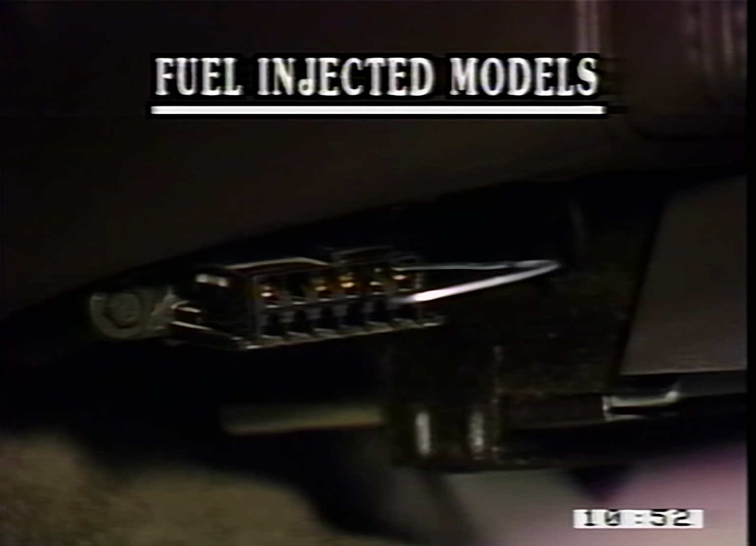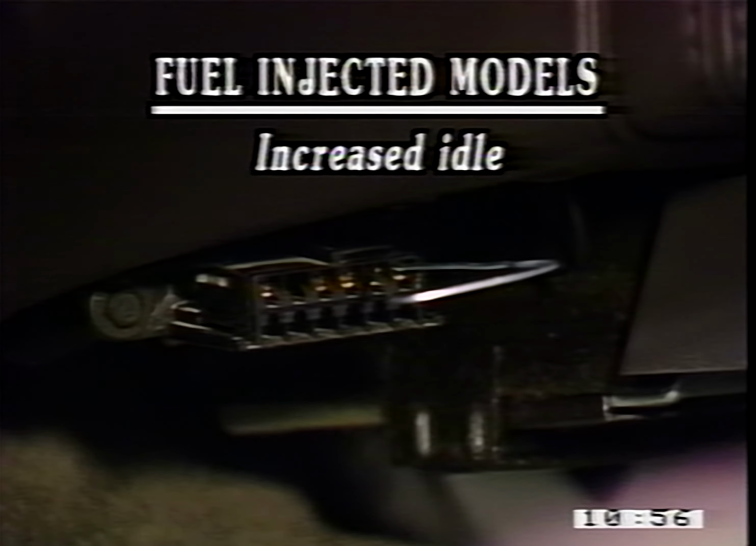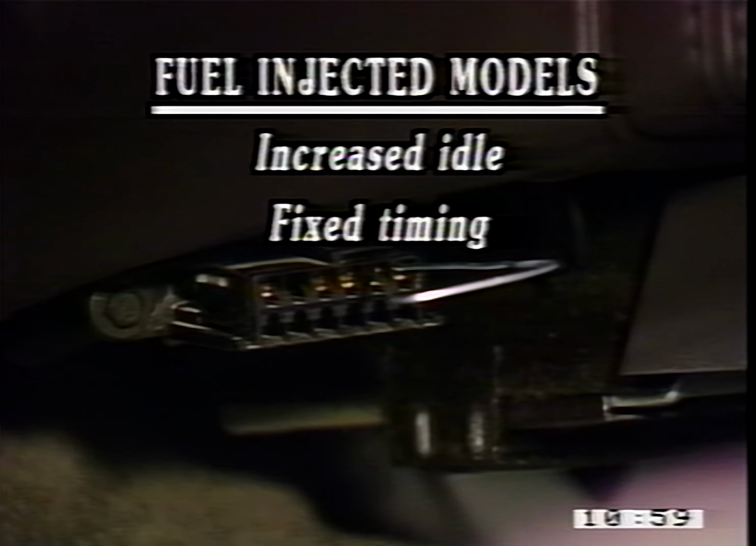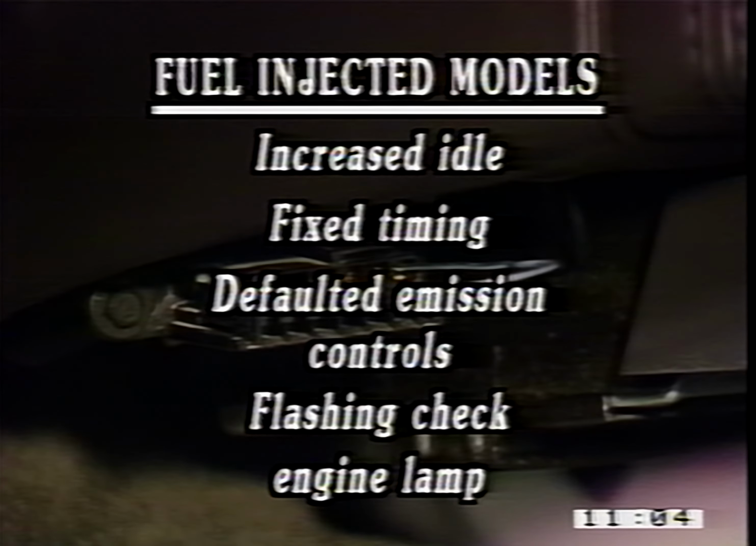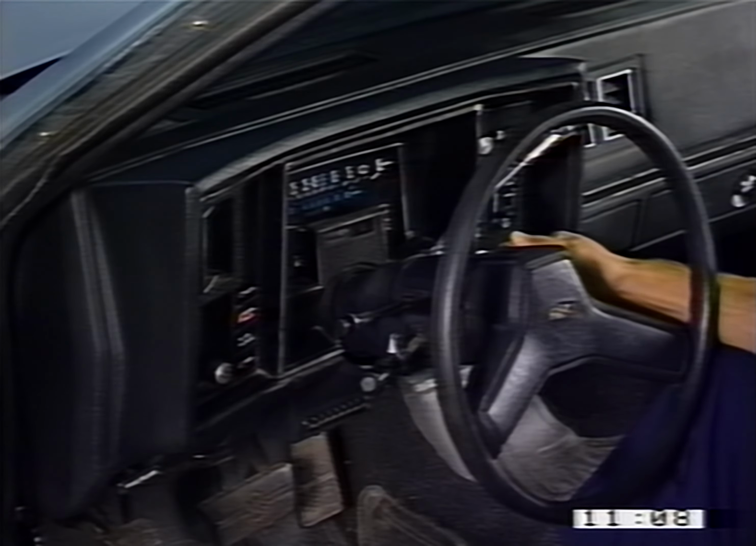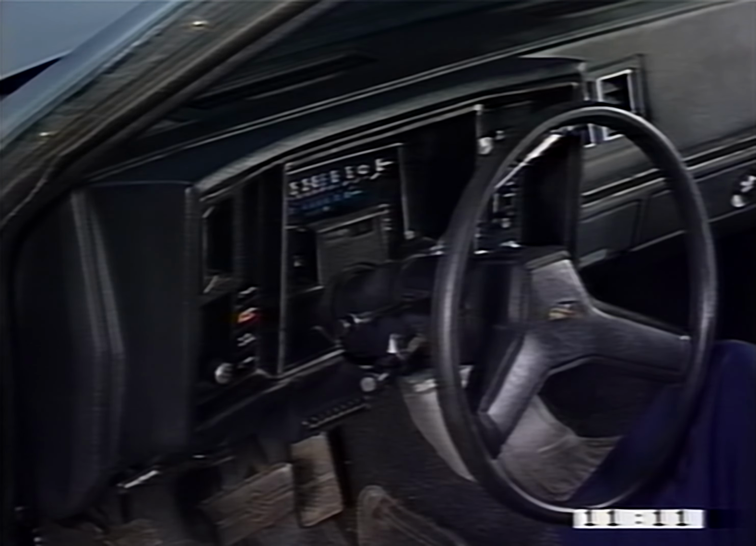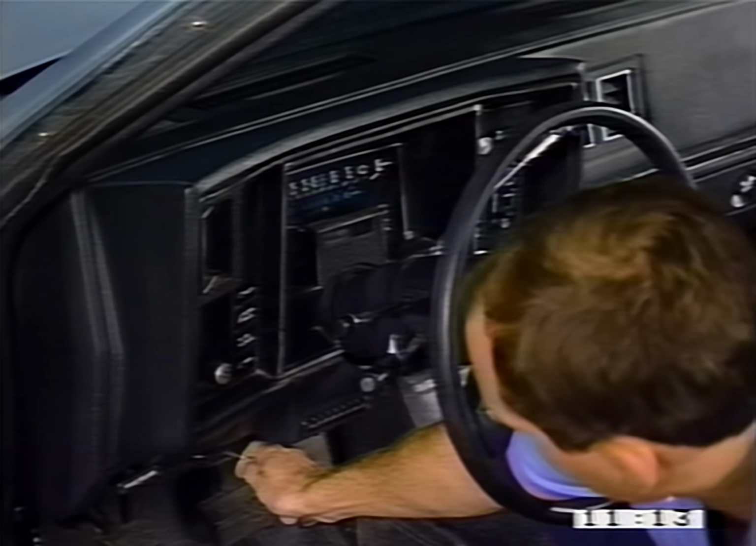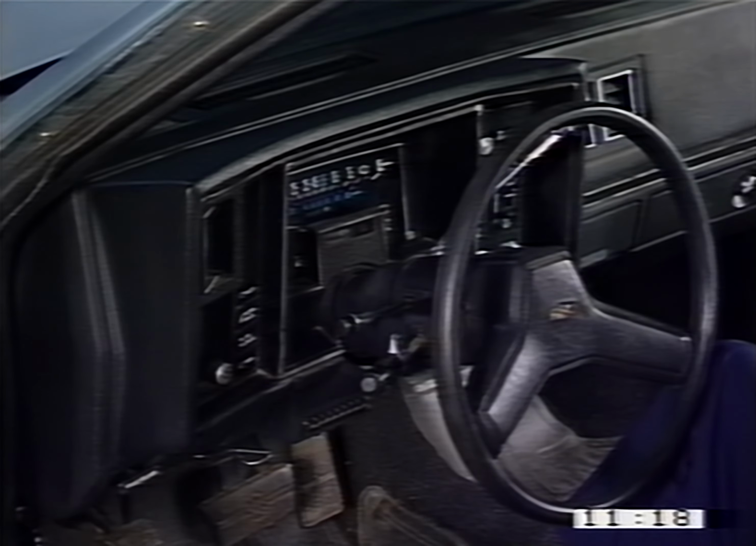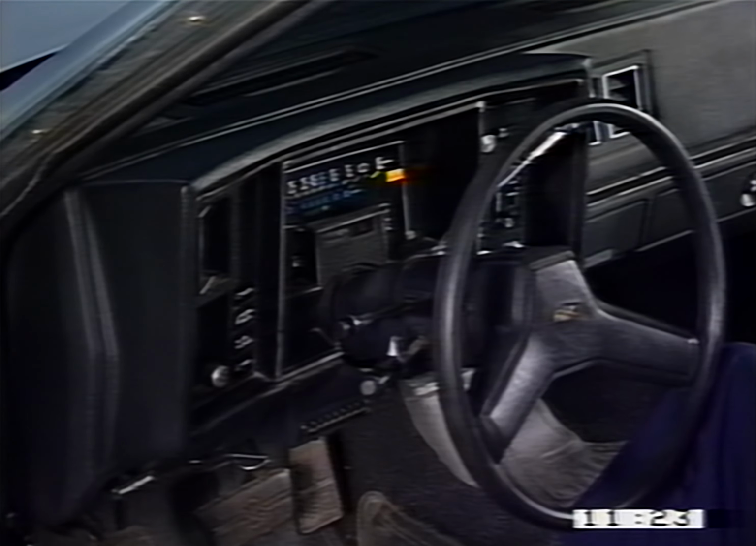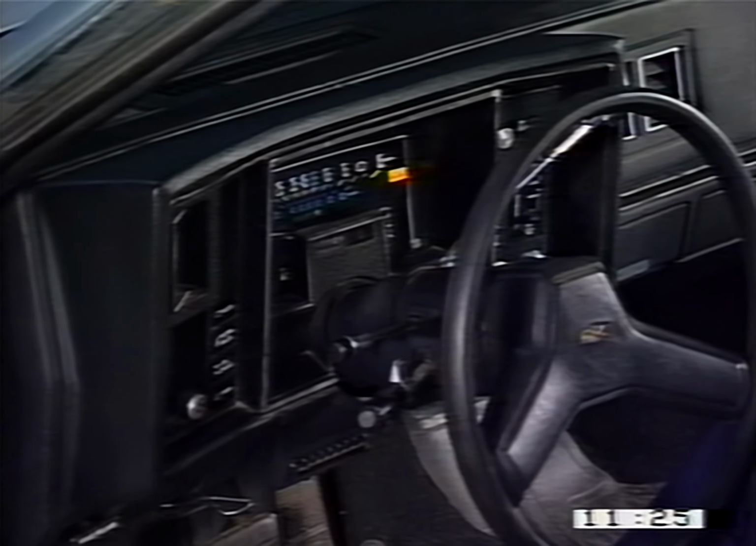Fuel-injected models exhibit an even more profound change when the ALDL is grounded while running. Idle increases immediately, timing becomes fixed, emission controls are defaulted, and the check engine lamp begins to flash depending on the engine's fuel condition. The check engine lamp will flash on when the engine is warmed up and the engine is running rich. The lamp goes out when the engine runs lean. Cold engines will flash on and off at a regular rate until the engine is warmed up. Other lamp flash sequences indicate trouble in the system.